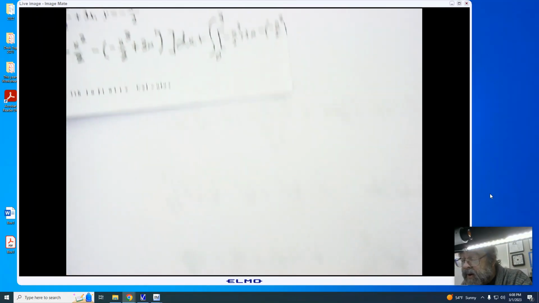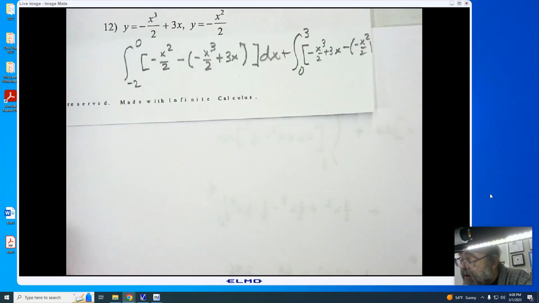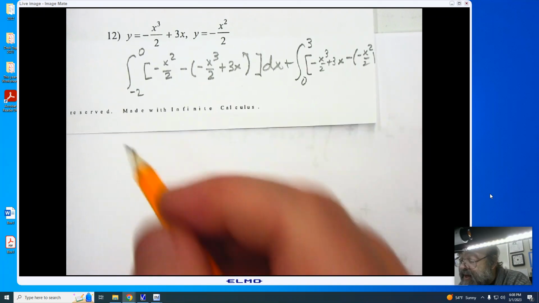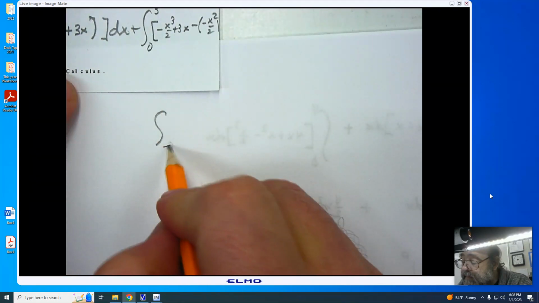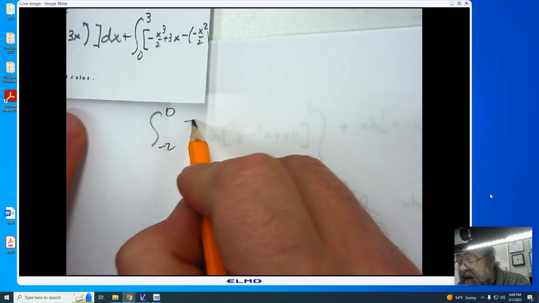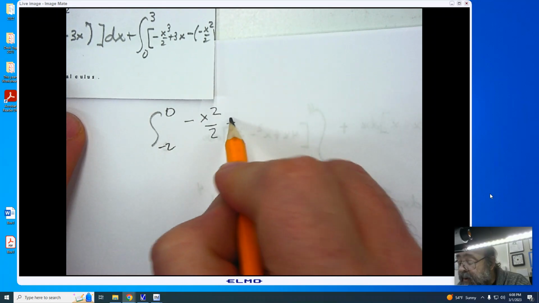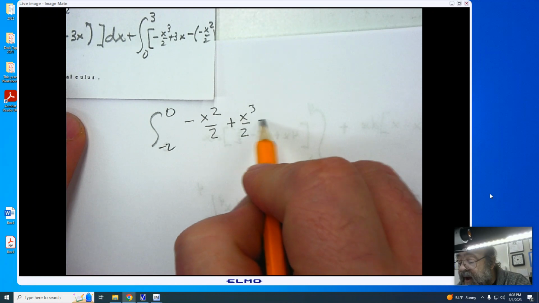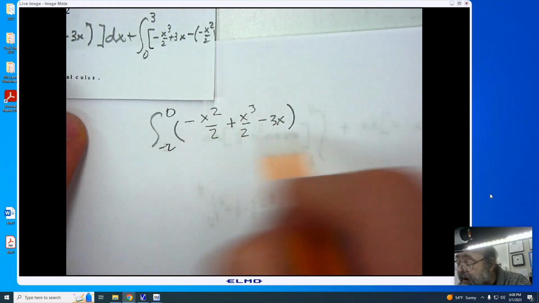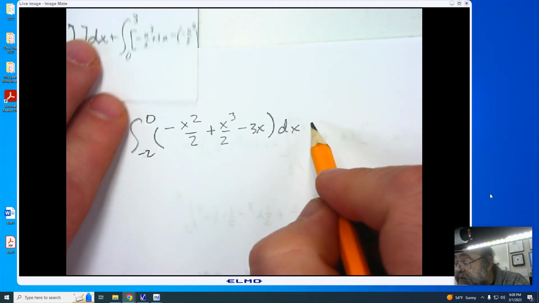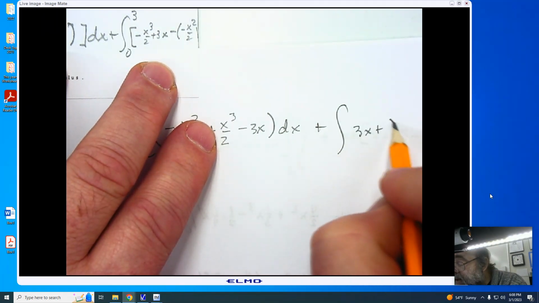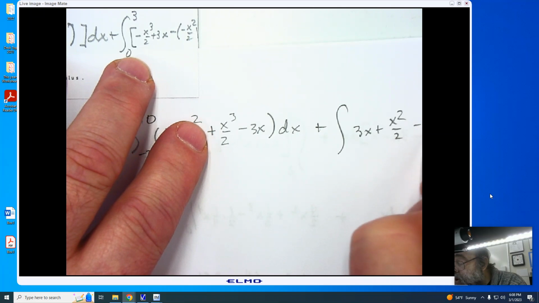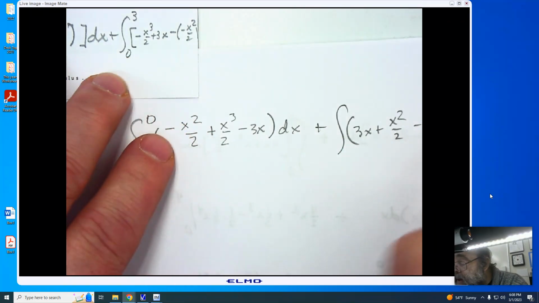So we're obviously going to get a fairly ugly fraction when we try to do this by hand. Let's go ahead and do it by hand, please. So we're going to put this down entirely as we see it onto our piece of paper, and then we're going to go through one piece at a time. The integration from -2 to 0. And we have this negative x squared over 2. We have a plus x cubed over 2. And we have a minus 3x. Notice how we have to make sure we change all of the signs and add like terms. For this one, we're just going to go ahead and start with the 3x plus x squared over 2 minus x cubed over 2 dx. And this is from 0 to 3.